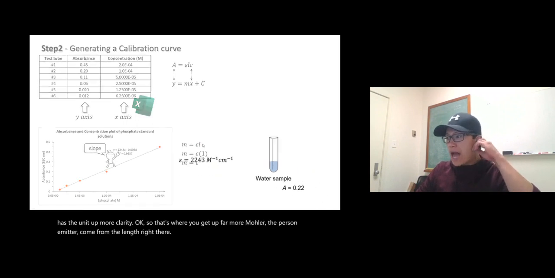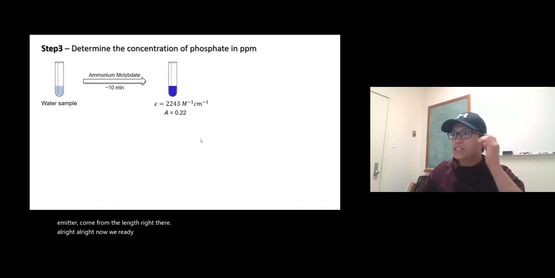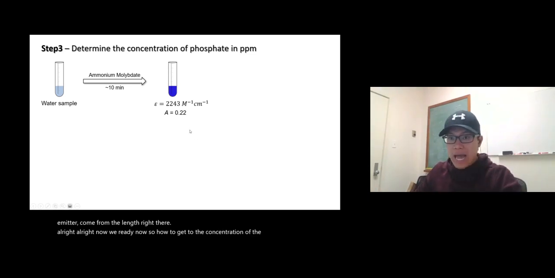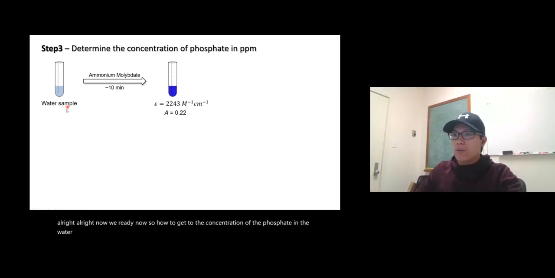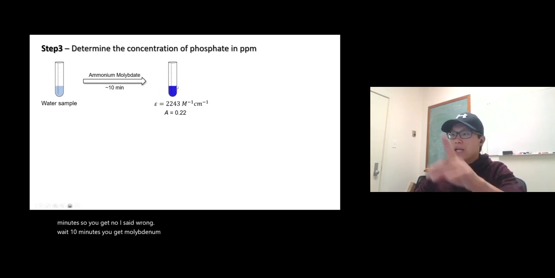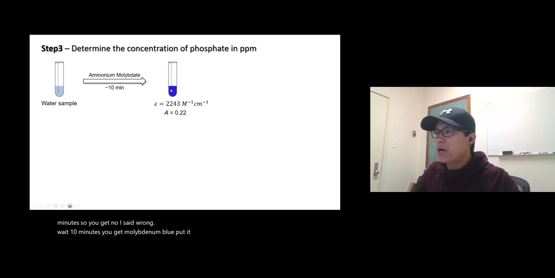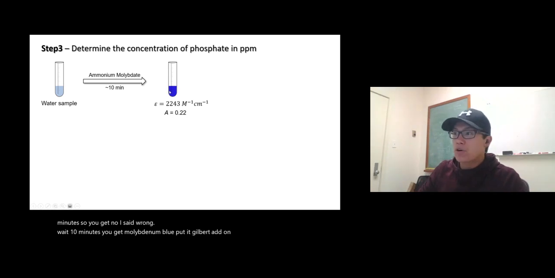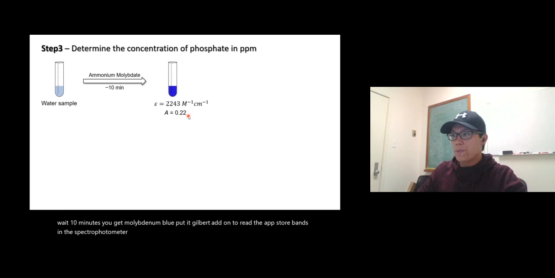All right, now we're ready. So how to get the concentration of the phosphate in the water sample. Okay. All right, so from the water sample, we did this already. So add ammonium molybdate, wait 10 minutes, you get molybdenum blue. Put it in a cuvette, put it in the spectrophotometer to read the absorbance, you get 0.22, okay?